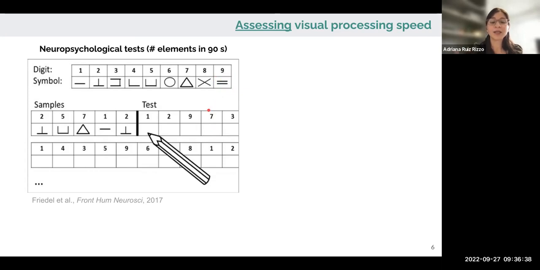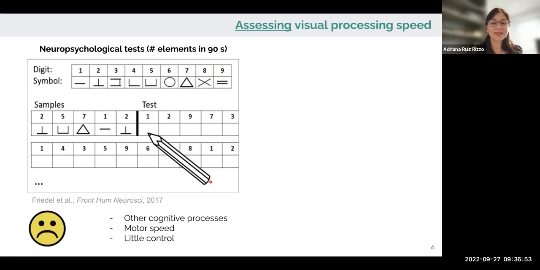And we can give an examinee 90 seconds, for example, to complete this task. And then we count the number of boxes that were completed. And this will be a measure of visual processing speed. However, the problem with this task is that it can involve other cognitive processes, like for example, memory. If you have better memory, maybe you can complete the task much faster, but it doesn't mean that you necessarily have faster visual processing speed.